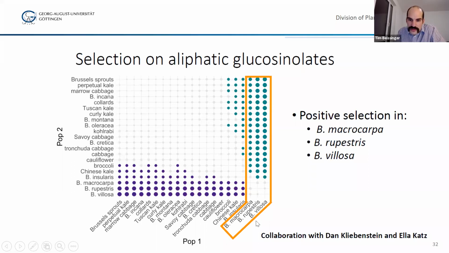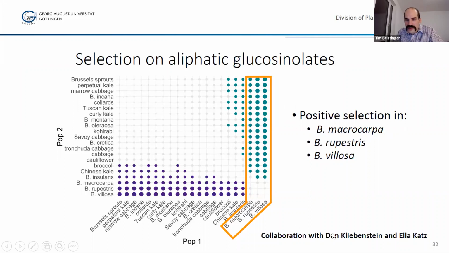So these three, Villosa, Rupestris, and Macrocarpa, are all wild, and relative to the domesticated varieties or the crop varieties, she sees selection for increased glucosinolates. So another way to read that is that there's been selection for lower glucosinolate levels within the crop brassicas. So that was a pretty cool result.